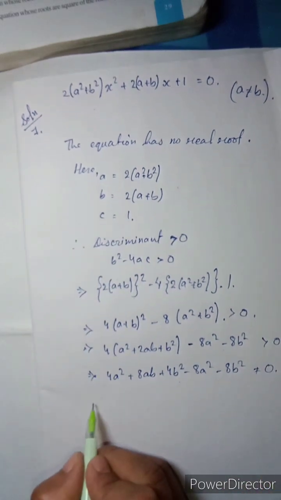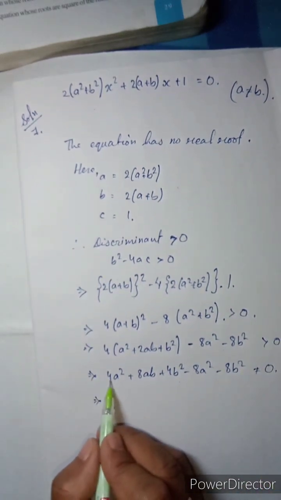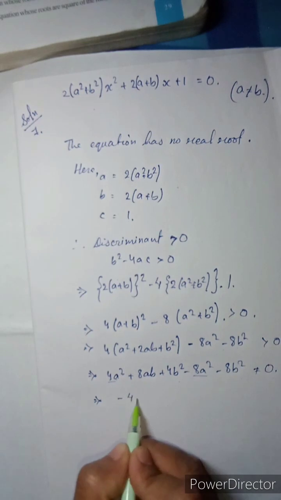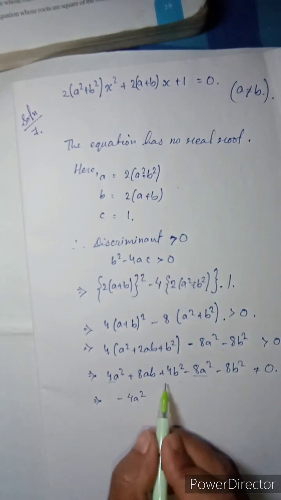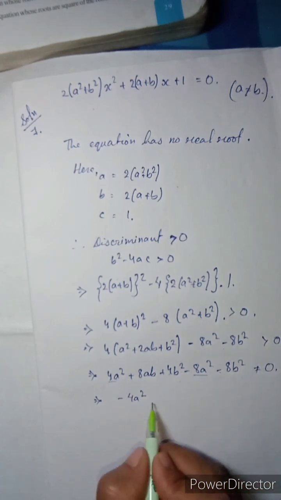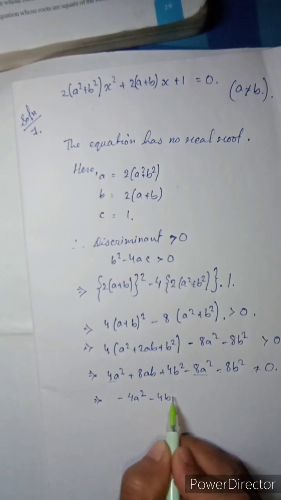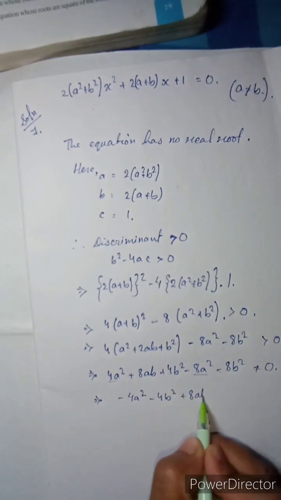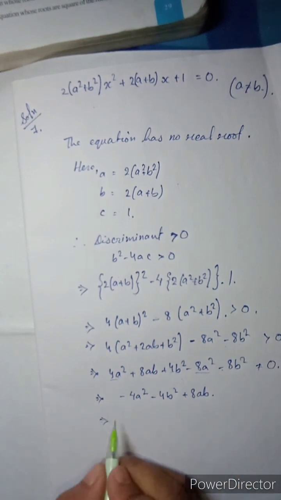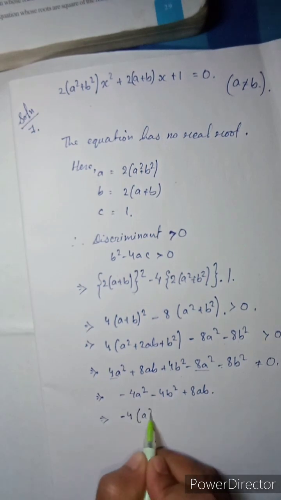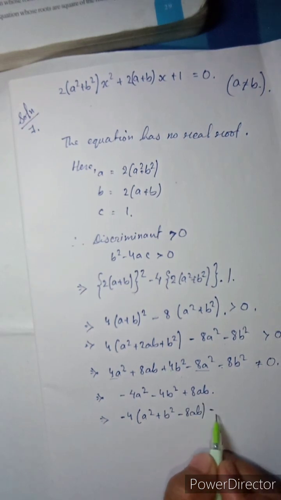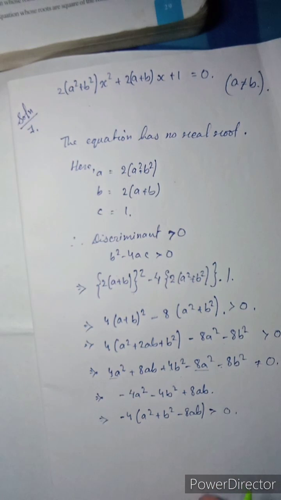So I just put it again. Look here, 4a square and minus 8a square, so what will be my minus 4a square. Again look here, 4b square and minus 8b square, so what will be my minus 4b square, and plus 8ab. So I can take the common factor minus 4 in the bracket: a square plus b square minus 2ab is not equal to 0.